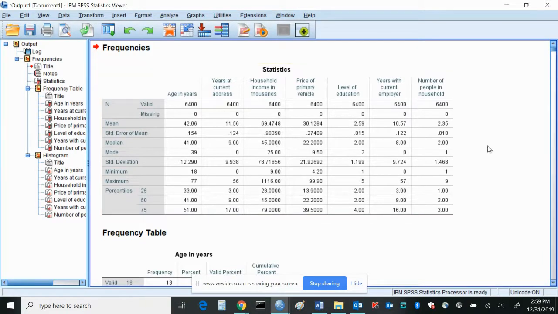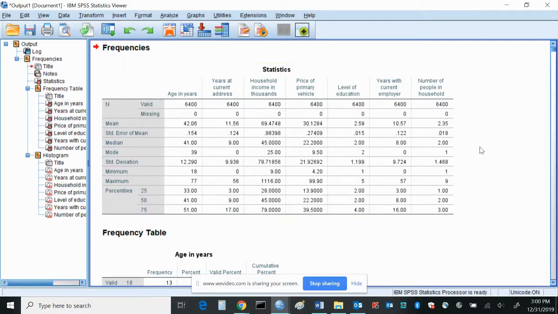Price of primary vehicle, we have an average price of, I'm assuming these are in the thousands also, of $30,000. And again, a standard deviation of 22 for the price of a car, $22,000, is a pretty big spread. So it's telling me this is pretty widely spread out. And we can see that in the minimum and maximum as well here.